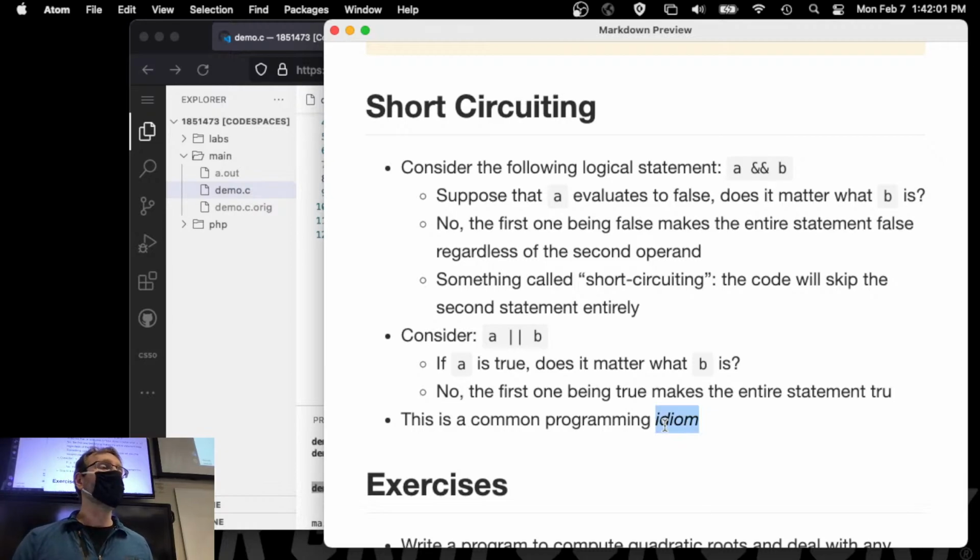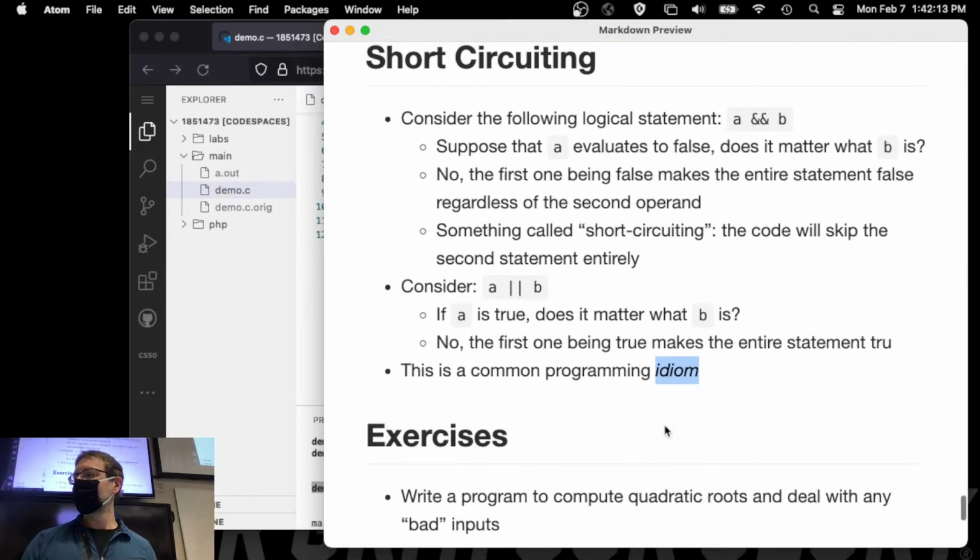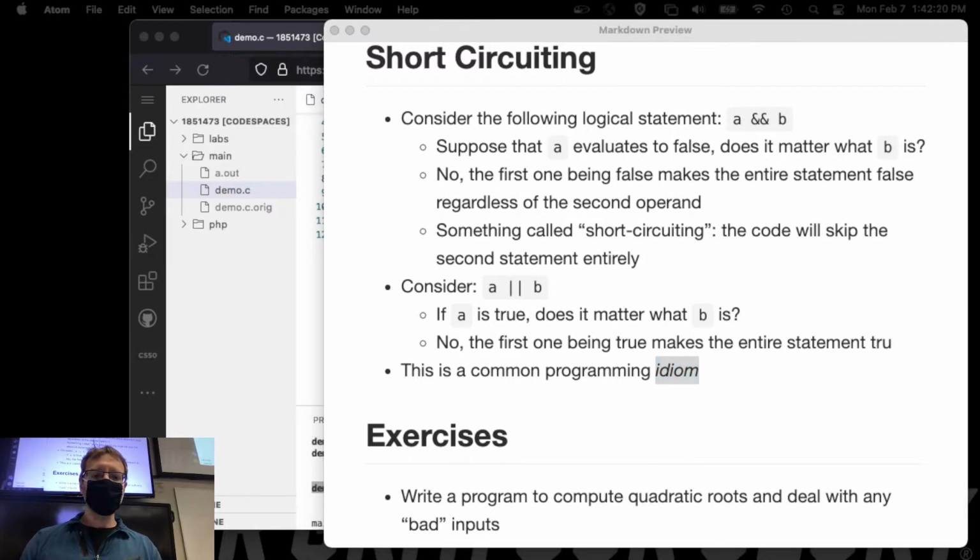They're idioms. When we get to loops, there will be an idiomatic for loop. For i equals 0, i is less than n, i plus plus. That is the idiomatic for loop. Right? You know that you're iterating over something. Okay? All right.